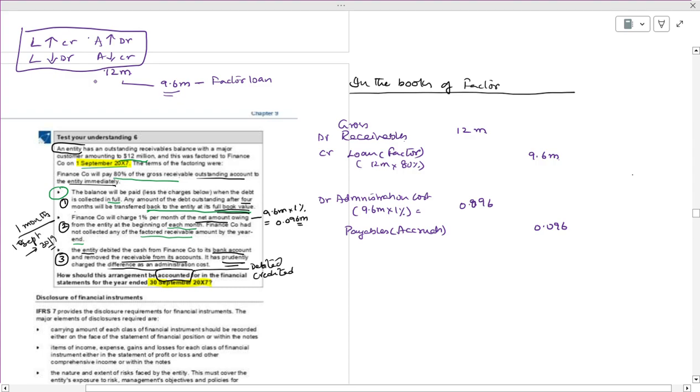Got my point? First, you have taken 80% of the gross receivables. The finance company will pay 80% of the gross receivables. Still 20% we have not received. How do we treat that 20%? They made it very clear: any amount of debt outstanding after 4 months will be transferred back to the entity at its full book value. Is it with recourse or without recourse?